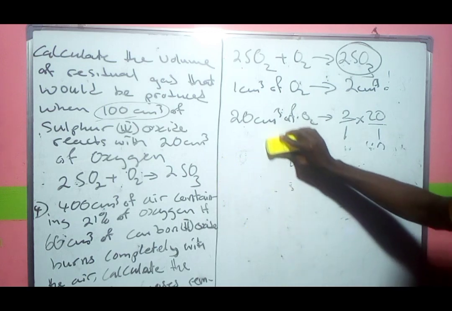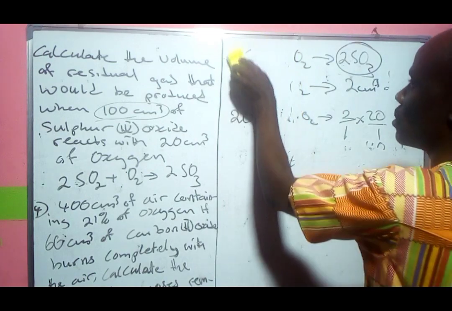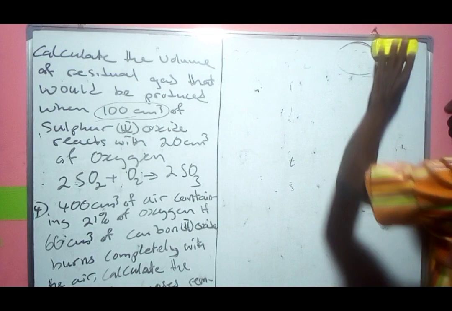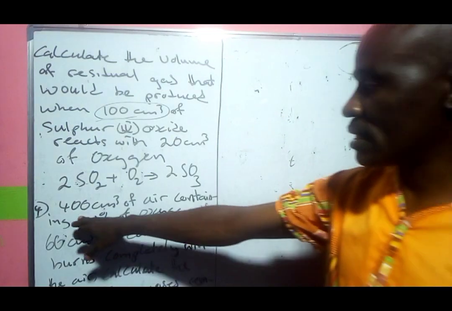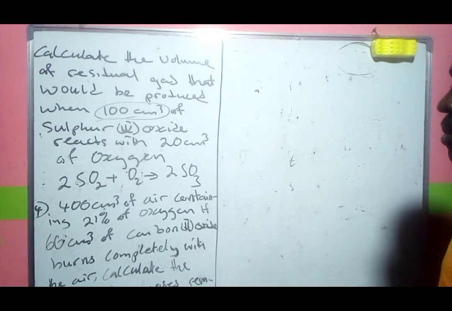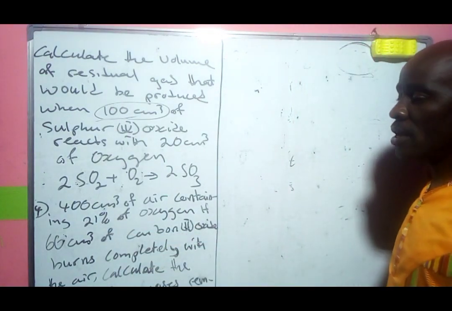If 60 cm³ of carbon(II) oxide burns completely with the air, calculate the volume of the gases remaining. Before we can do that, the first thing we need to find is the volume of oxygen that is in this 400 cm³ of air. We say that 21% of the air contains what?